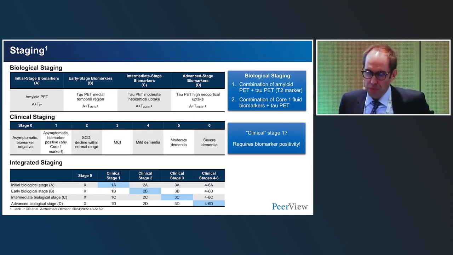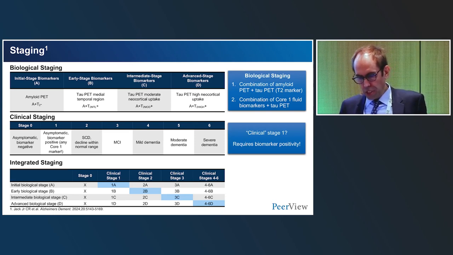So how would we stage with these markers? As I mentioned, the reason was also to improve staging. They here divided between biological staging, which basically would be initial stages having amyloid positivity in the amyloid PET or any other of the core 1 biomarkers. And then the subsequent stages, such as early stage, intermediate stage, and advanced stage, would be measured here with the tau PET. So mesial temporal tau would be an early stage biomarker, moderate tau would be intermediate, and in neocortical, higher neocortical regions, it would be an advanced stage. So a combination of both would be used for biological staging.